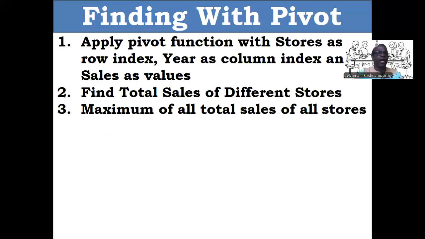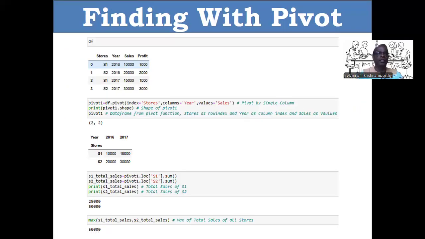Let me study. After that, find total sales of different stores. That means 10,000 plus 15,000 of S1, 15,000 plus 25,000 of another one, like this. After that, the maximum of all total sales of all stores. Okay. Now let us study.